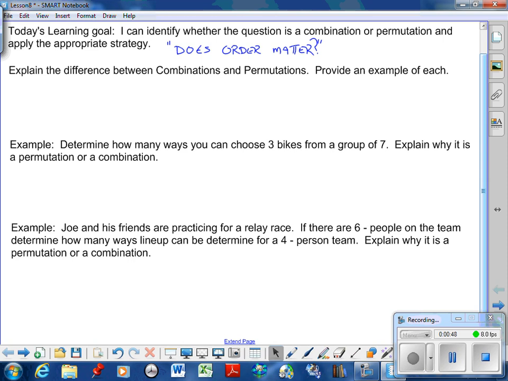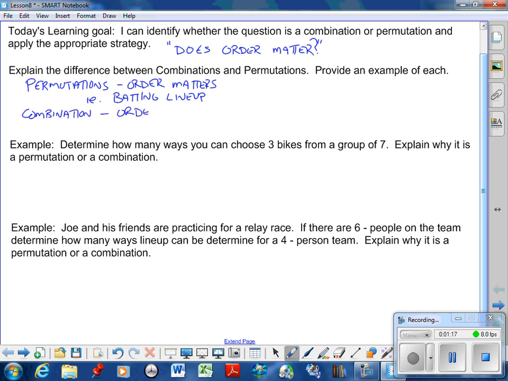What's the difference between combinations and permutations? Very simply put, permutations: order matters. The batting lineup would be a good example. For combinations, order does not matter. And an example of that is picking a group.